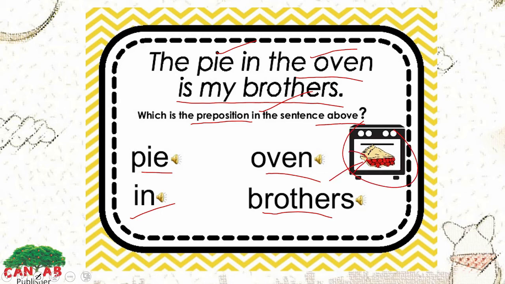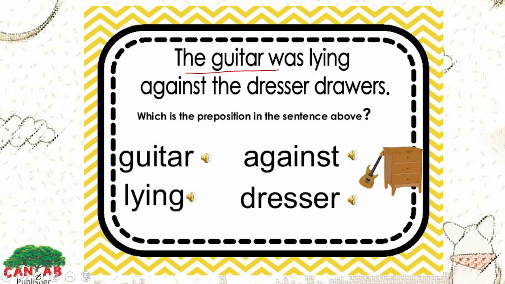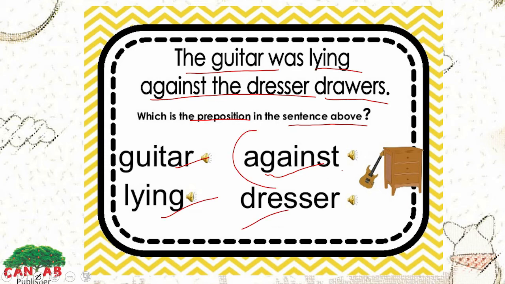तो इसमें हमारा preposition कौन सा होगा? Yes, in. ये बता रहा है कि pie किधर है? oven में है. The guitar was lying against the dresser drawers. Which is the preposition in the sentence above? Guitar, against, lying, dresser. Yes, against here. It's showing you the direction of the guitar, that it's lying against the what? Yes, here you can see the guitar here.